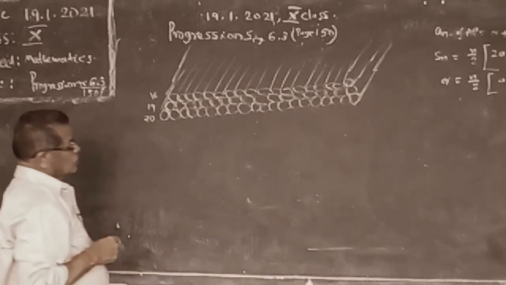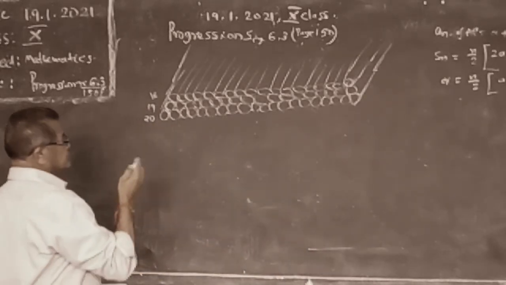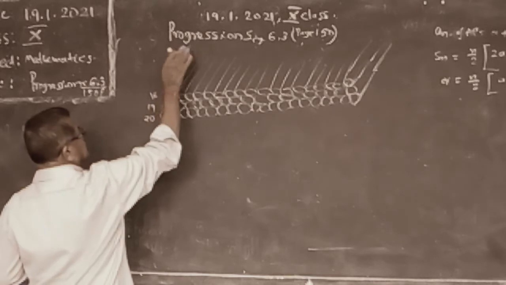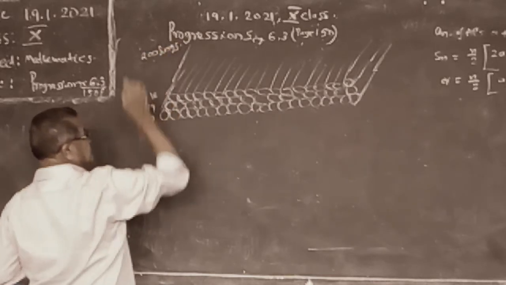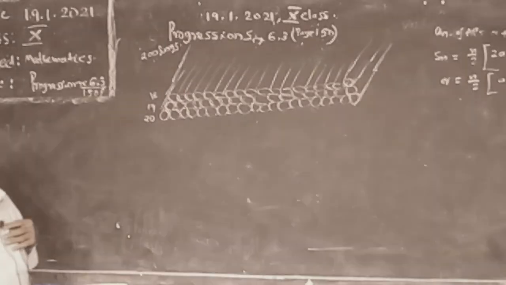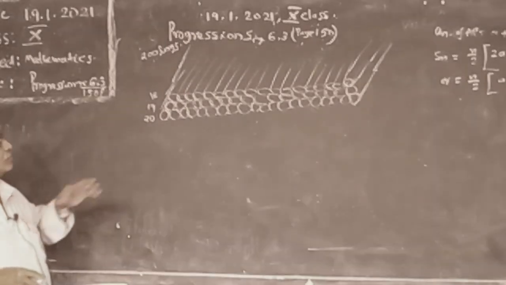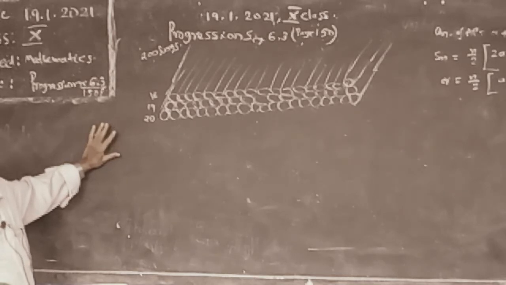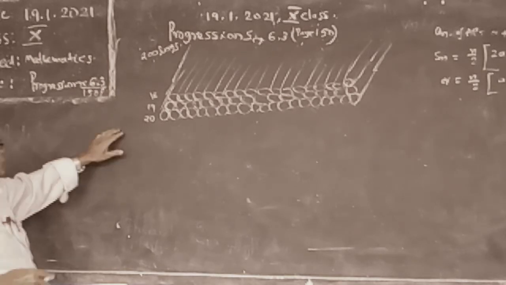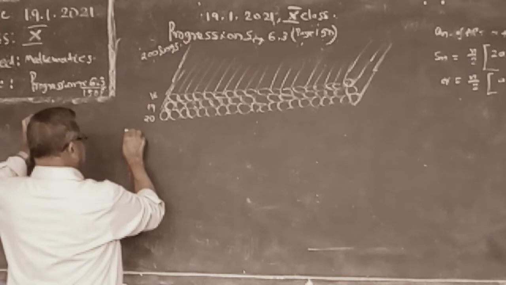Like that, 200 logs are arranged in total. We have to find the number of rows and how many logs there are in the last row. Some of the total logs are given, and we know the AP series.